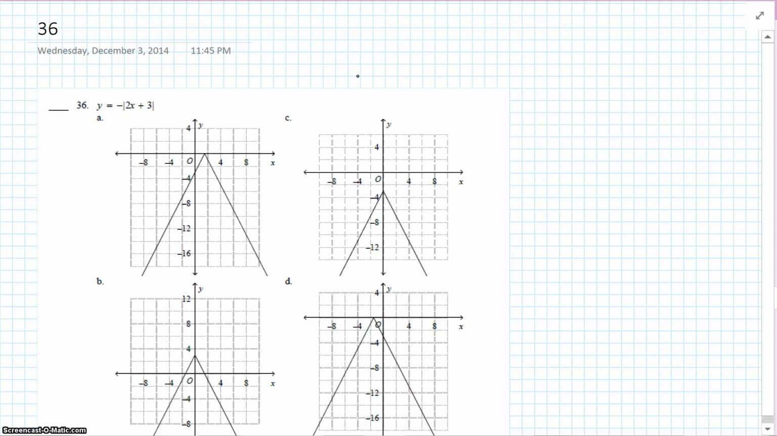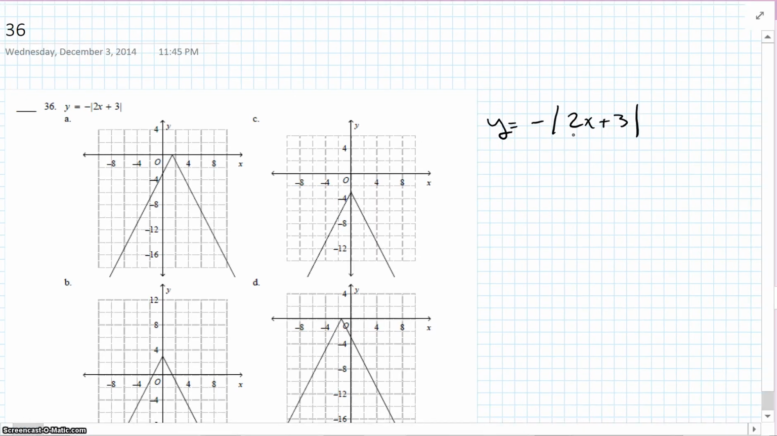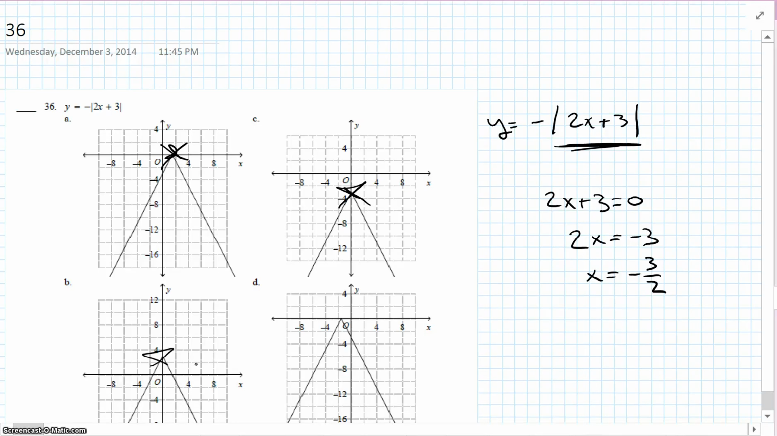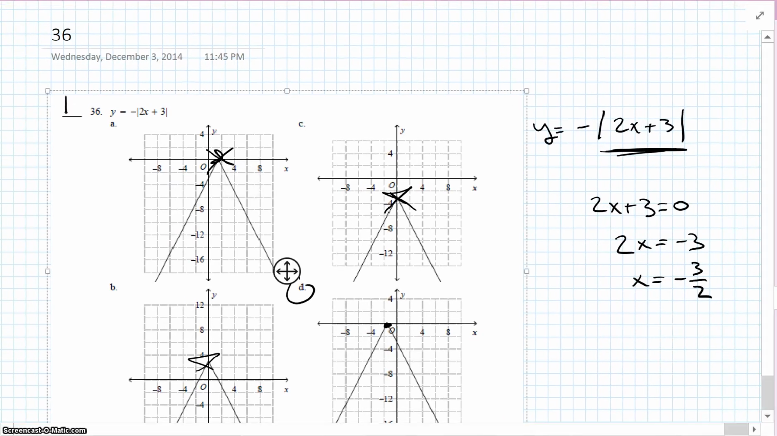All right, now find when Y equals the negative absolute value of 2X plus 3. So we know this one's going to go down. So they all go down. So that really didn't help us much. But we know Y is 0 when this expression equals 0. So let's set that equal to 0. So 2X plus 3 equals 0. So 2X equals negative 3. So X equals negative 3 over 2. So when X equals negative 3 over 2, Y is 0. Okay, so that's a positive, so that's no good. That's negative on the Y, that's positive on the Y. So there we go. D is at negative 1.5, negative 3/2. So the answer for that one would be D.